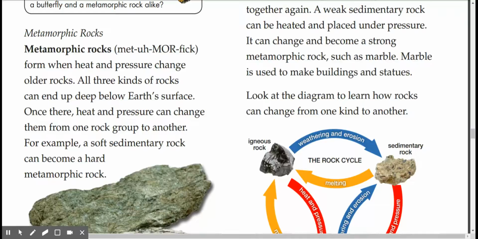So all three kinds of rocks can end up deep below the Earth's surface. Remember when we talked about how old crust was formed? How one tectonic plate can be pushed under another and pushed back into the mantle and melted? That's what we're talking about here. All right, so once it's there, back towards the mantle, the heat and pressure can change them from one rock group to another. So, for example, a soft sedimentary rock can become a hard metamorphic rock.